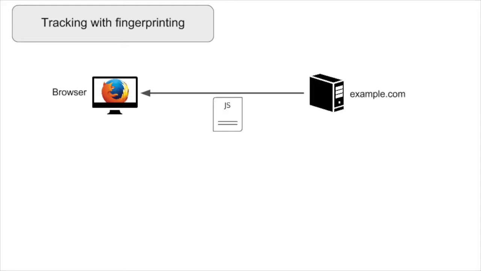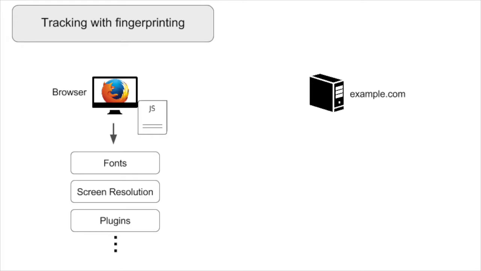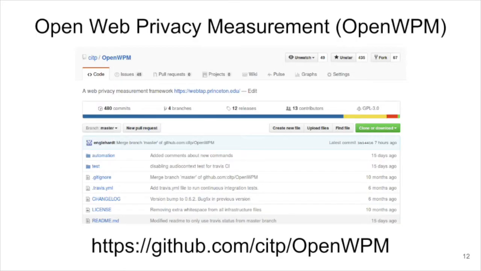Alternatively, a tracker can use fingerprinting. And here, instead of storing some identifier on your browser, they send a JavaScript file over when you first visit. That JavaScript file does things like read the fonts, read the screen resolution, and read the plugins, and then sends that back to itself. So it can do that on every page visit, and therefore know that you're the same user across multiple visits. And we built OpenWPM to measure both of these types of tracking.